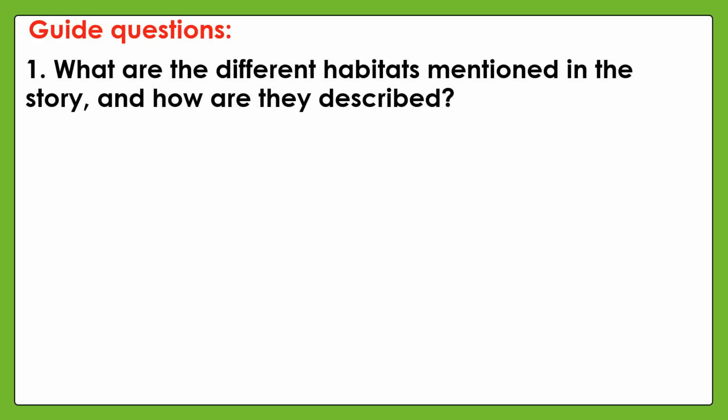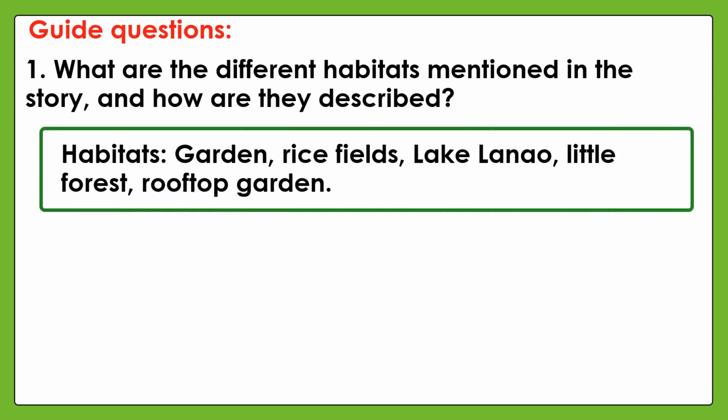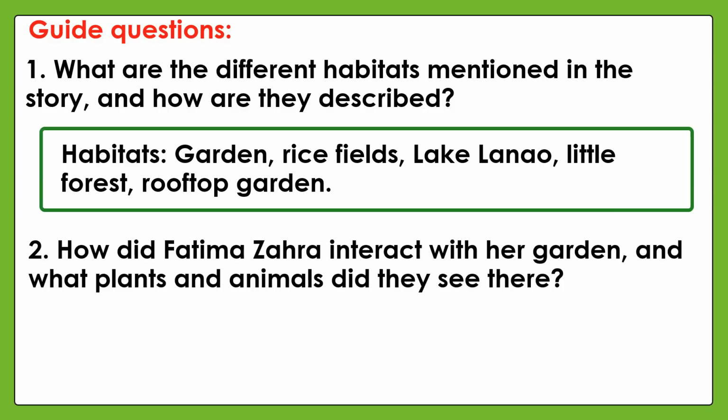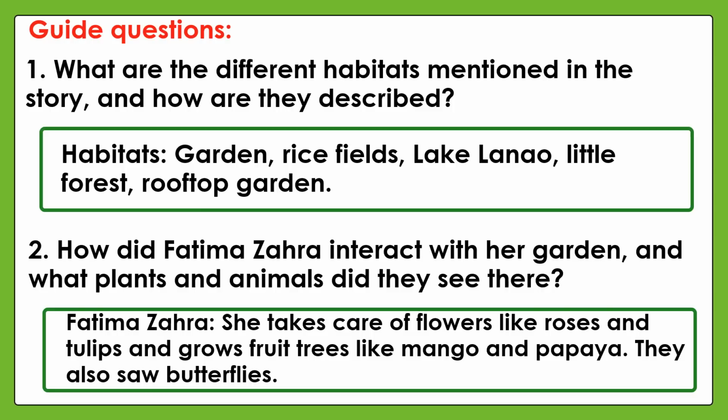Guide questions. 1. What are the different habitats mentioned in the story and how are they described? Garden, rice fields, Lake Lanao, little forest, and rooftop garden. 2. How did Fatima Zara interact with her garden and what plants and animals did they see there? She takes care of flowers like roses and tulips and grows fruit trees like mango and papaya. They also saw butterflies.